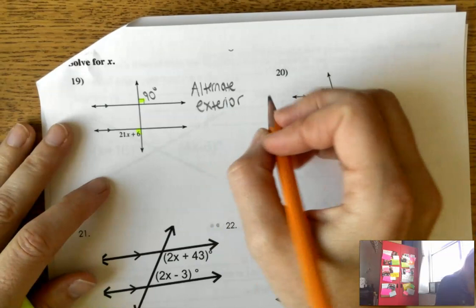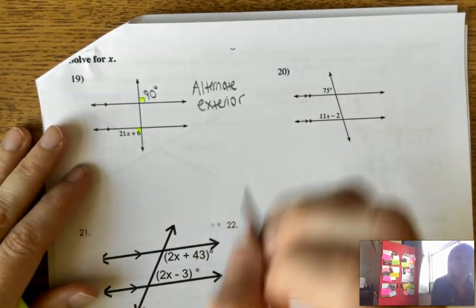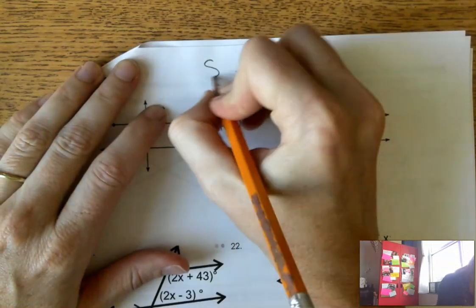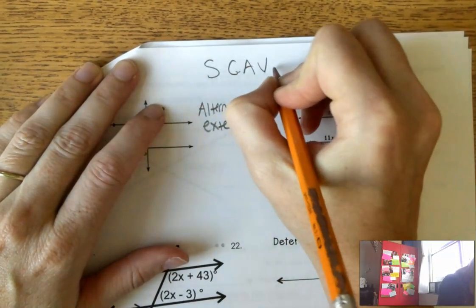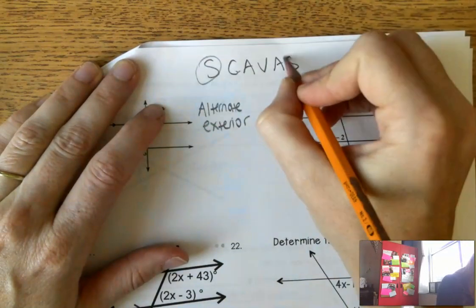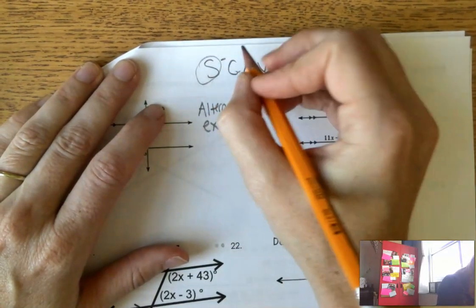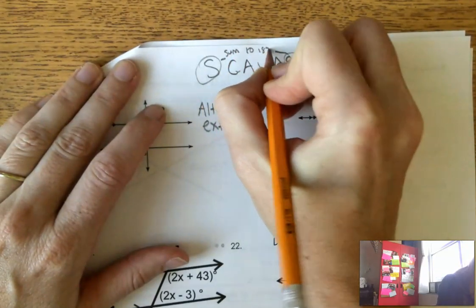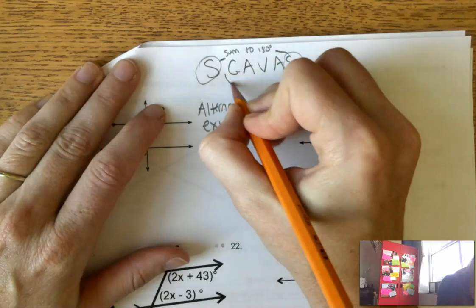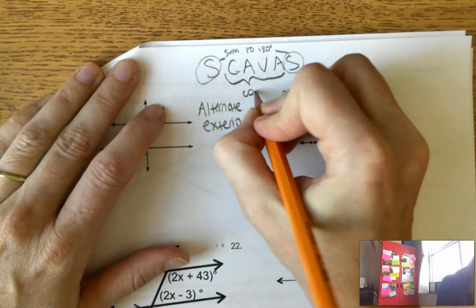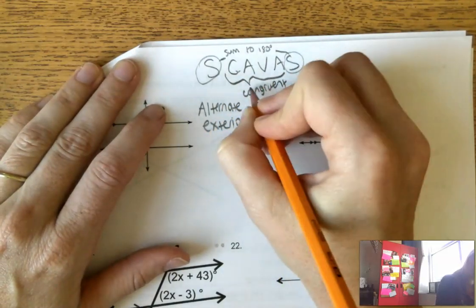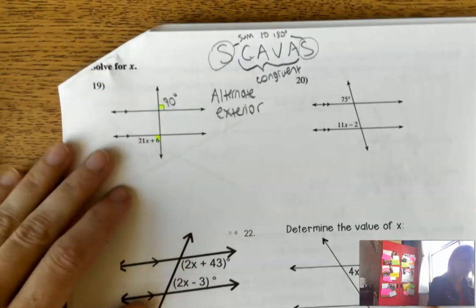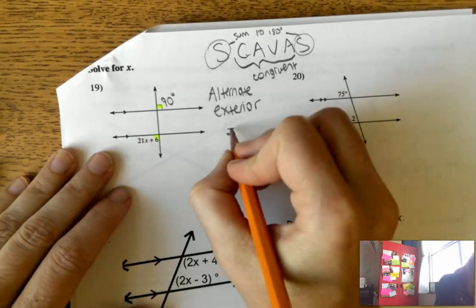All right, so alternate exterior angles. Are alternate exterior angles congruent, or do they sum to 180? Let's write our SCAVAS at the top. All right, remember our S's sum to 180. S stands for sum to 180. And then the CAVA means congruent. So alternate exterior is one of the A's in CAVA, so that means that these two angles are congruent.